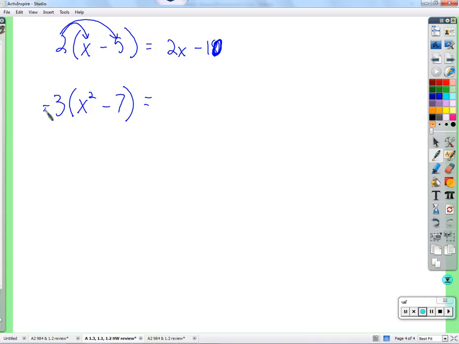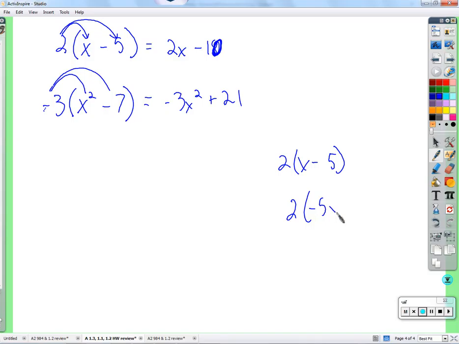So let's practice. Let's do a couple of distributions. Do those two. I just want you to distribute the first one. What's the result? Second one. All right. So let's just distribute these real quickly, and then we'll talk about where you might run into trouble. I draw these little arcs here to remind you what's going on. I get 2 times x, which is 2x, and 2 times negative 5, which is minus 10. Here, make sure that the negative comes along with the 3 as you distribute it. Negative 3 times x squared, negative 3 times x squared. Negative 3 times negative 7 is positive 21.